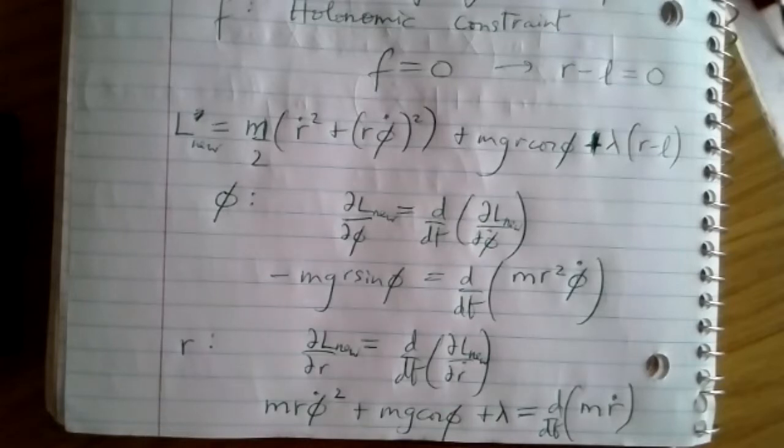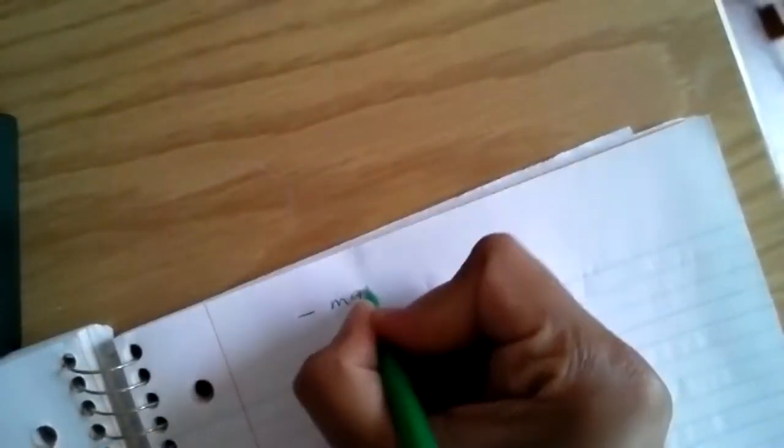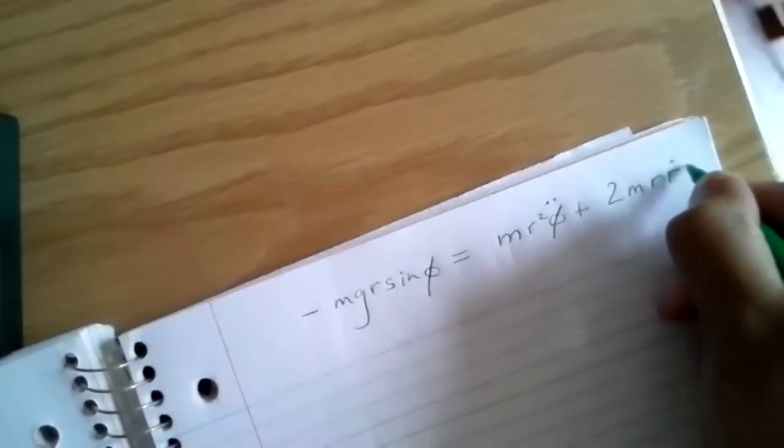Okay. All right, so what are the equations we have now? Let me just copy them, and, well, actually, you can probably see them. All right, so one of the equations is minus mgr sine phi equals m r squared phi double dot plus 2 m r dot phi dot.